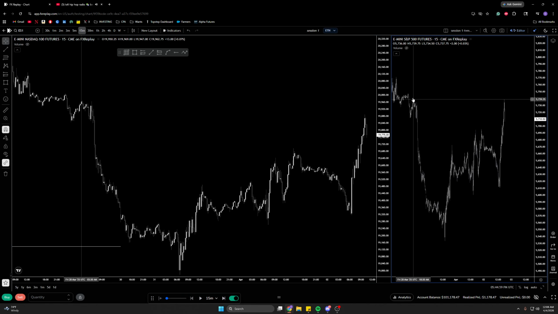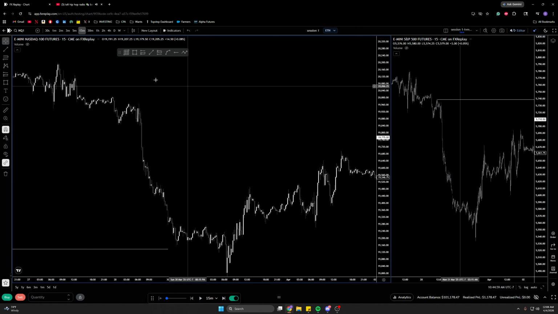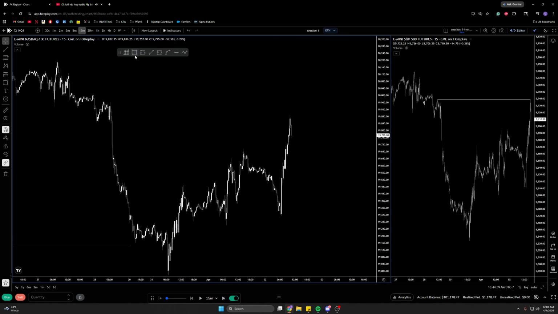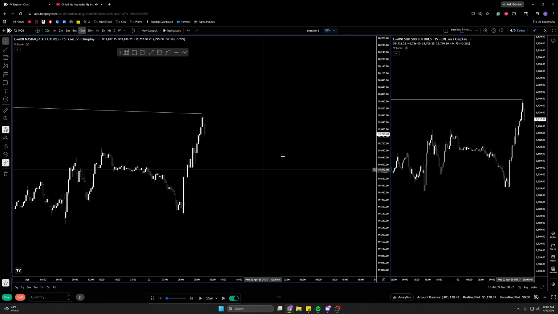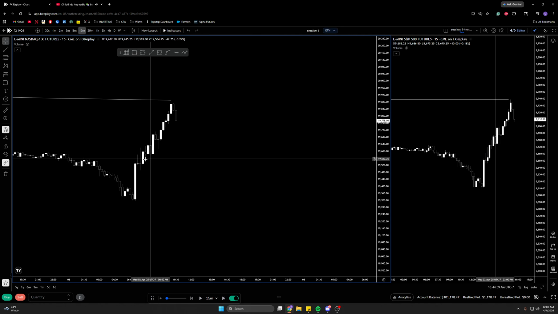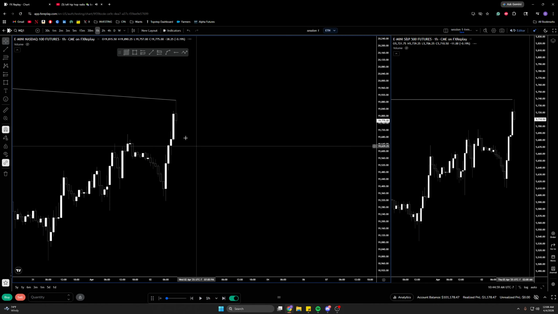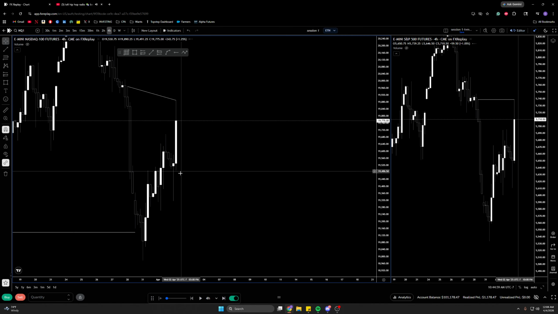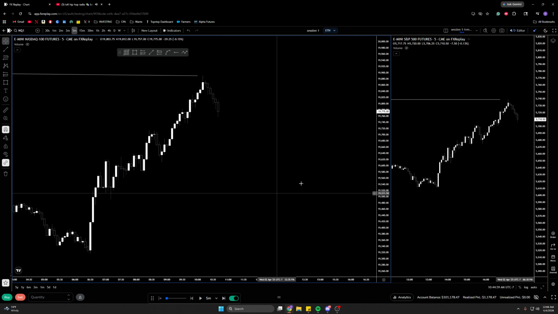Okay, it looks like ES actually took out this high here, right? Looks like we have a huge SMT now. We did not take out this high, so we have a huge SMT with ES. But I just don't like how many. Let's look at the hourly, 4-hour. I just don't like where we're at right now. Let's go ahead and see though.